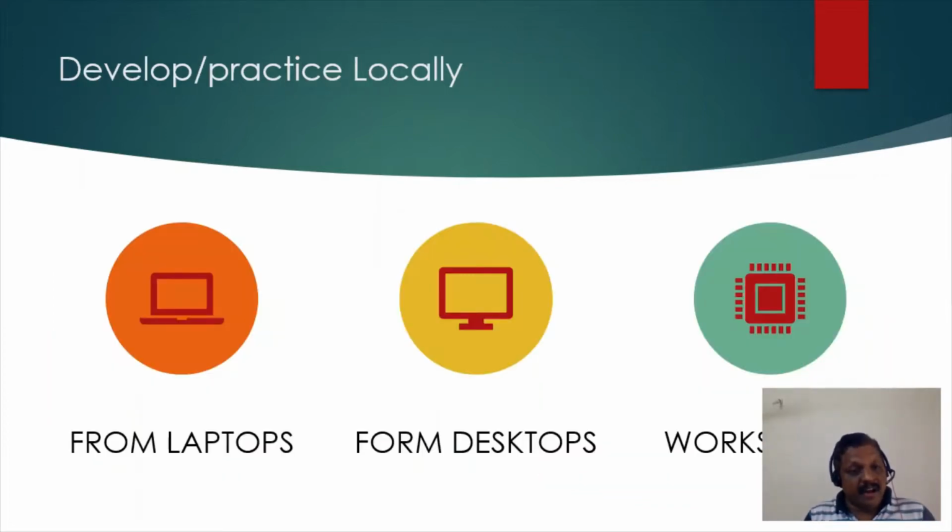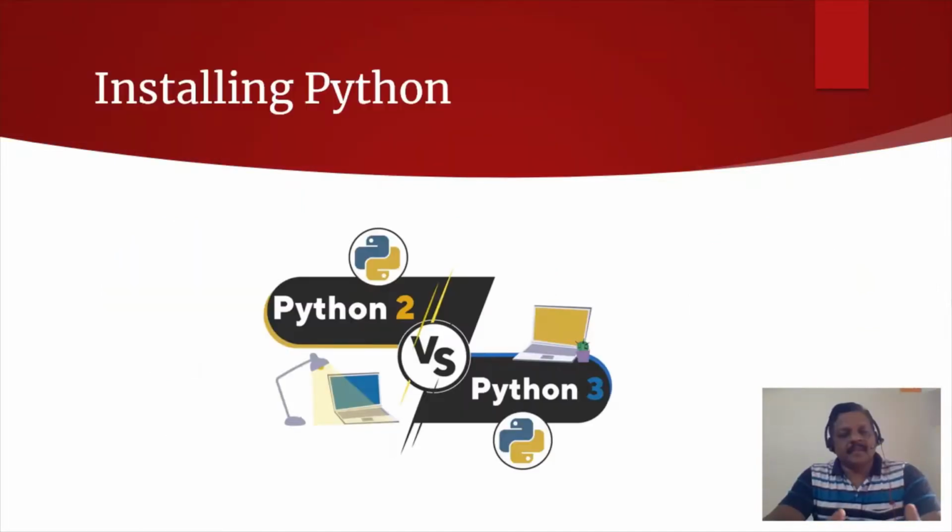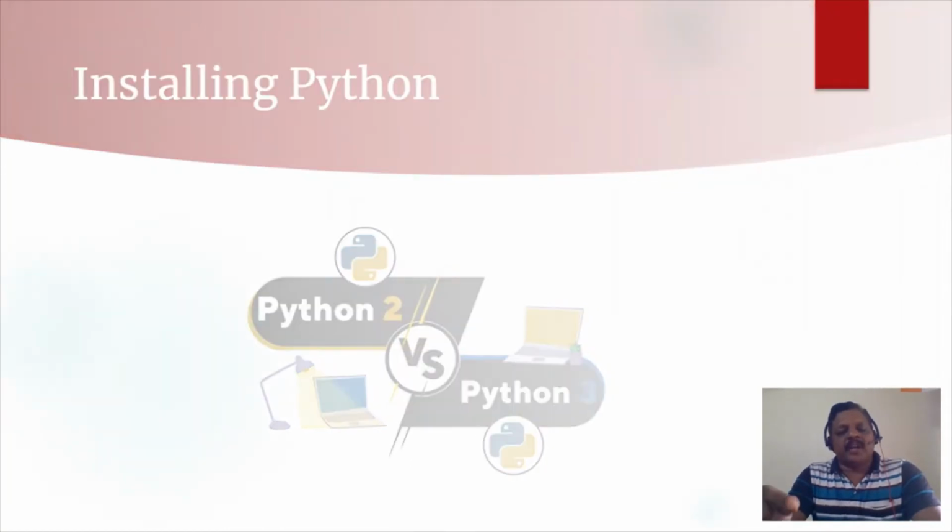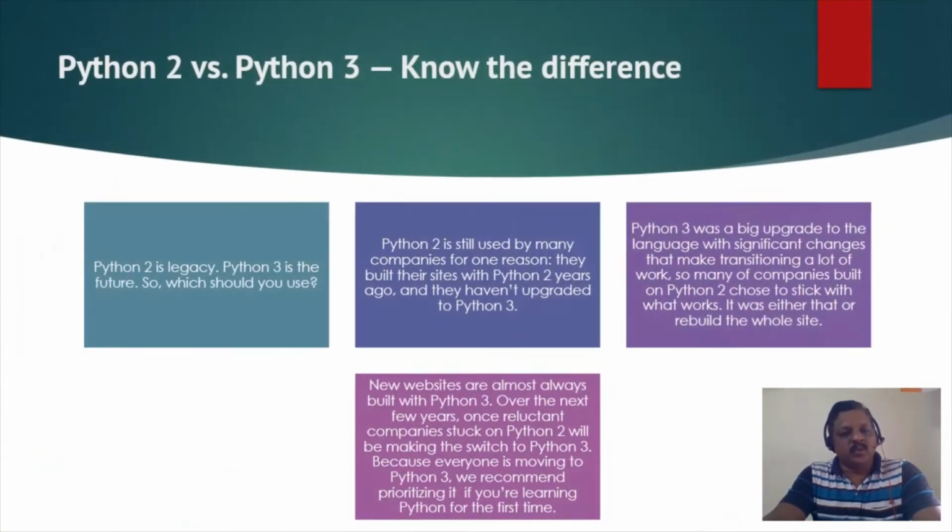Next, we will see how I should get my laptop, my desktop, my workstation ready to start developing Python. It is all by installing Python libraries and IDEs on your computer. Remember, there are two major versions of Python, Python 2 and Python 3. Let's pause for a minute to understand the difference between Python 2 and Python 3.